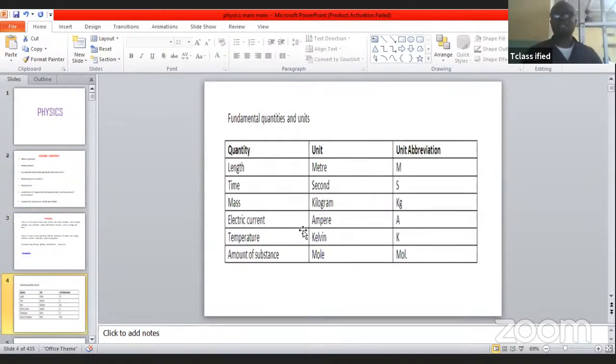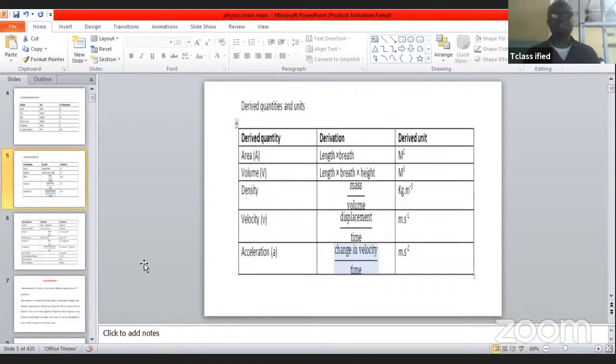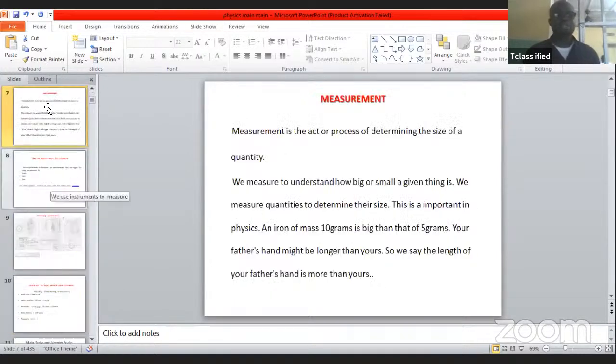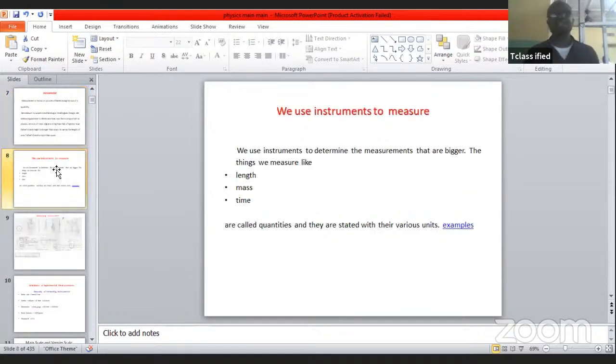And we looked at these fundamental quantities: length, mass, and time. We also have electric current. These are the derived quantities, and we also have force, energy, power, momentum, pressure, frequency, and the rest. In order for us to know how big or small something is, whether it's mass or time, you're measuring to know how big they are. And the fundamental things we measure are length, mass, and time.